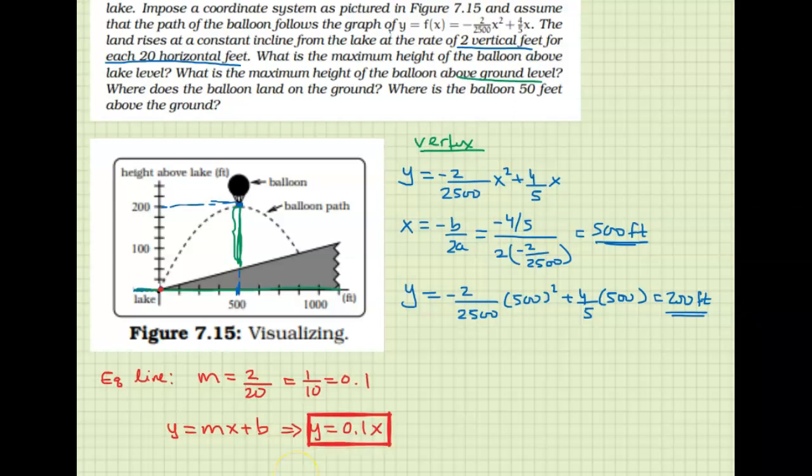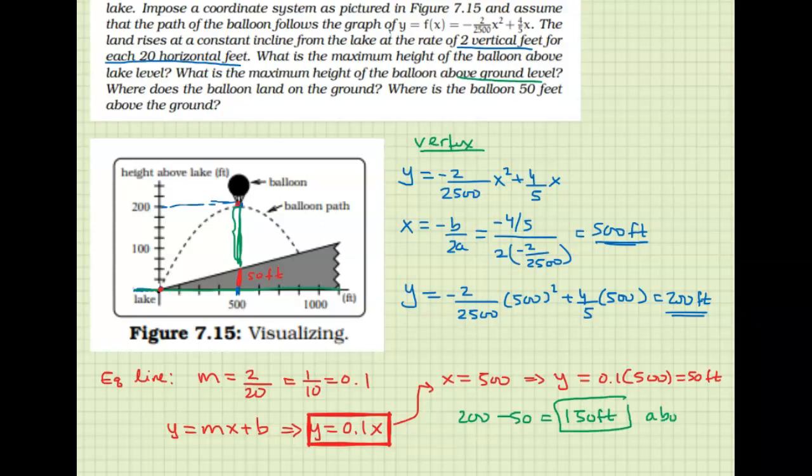So that's the equation of that line. When the vertex happens for the balloon, the x value is 500. So if we plug in x equals 500, we get the y value of the ground is 0.1 times 500, which is 50 feet. So this bit right here is 50 feet. To find the height with respect to the ground, we do 200 minus 50, and we get 150 feet. So the balloon is 150 feet above the ground.